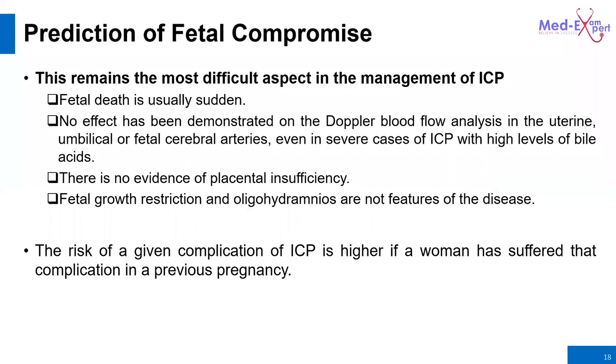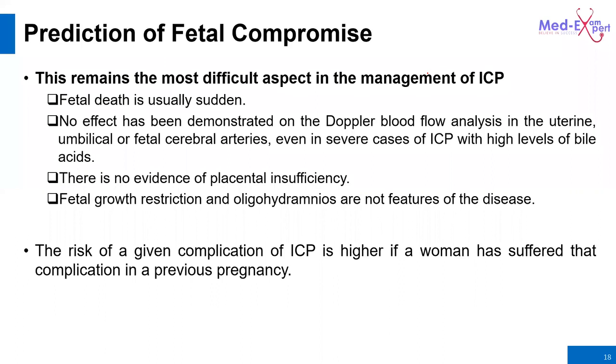How to predict the fetal compromise? As I said, we don't know the pathogenesis or the pathophysiology. So of course, predicting the fetal compromise will remain the most difficult aspect in the management of intrahepatic cholestasis of pregnancy. As fetal death is usually sudden, we don't have any detrimental effect of the condition on the Doppler flow studies. The uterine, the umbilical, and the fetal cerebral arteries are normal, even in severe cases of intrahepatic cholestasis of pregnancy. There is no evidence of placental insufficiency.